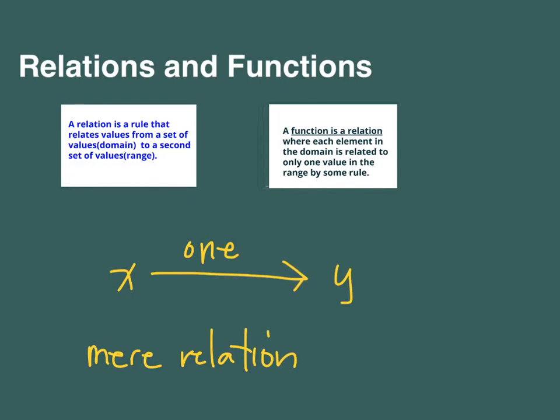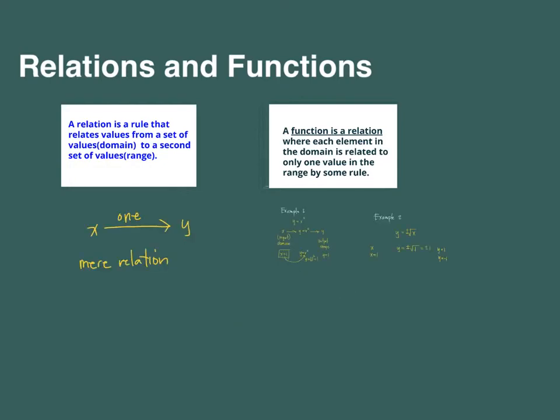Let us review the two examples that I have presented earlier. The first one is y equals x squared, and the second one is y equals the positive and negative square root of x. One of these examples is a function, and the other is a mere relation. To identify which of these two examples is a function, we have to focus on the definition of a function. That is, the domain is related to only one value in the range by some rule.